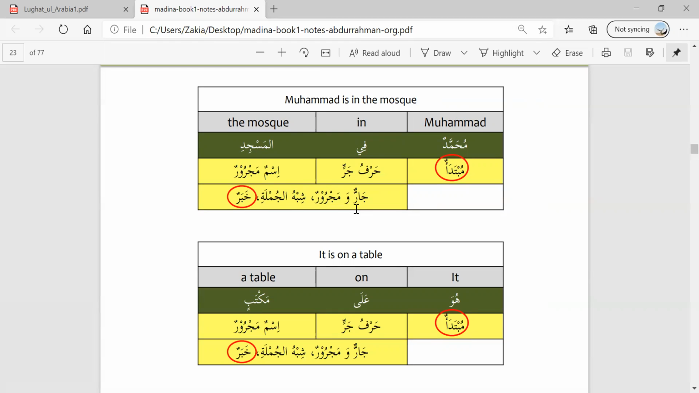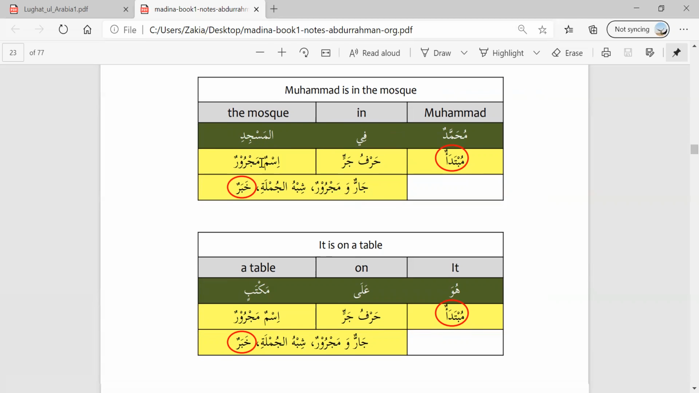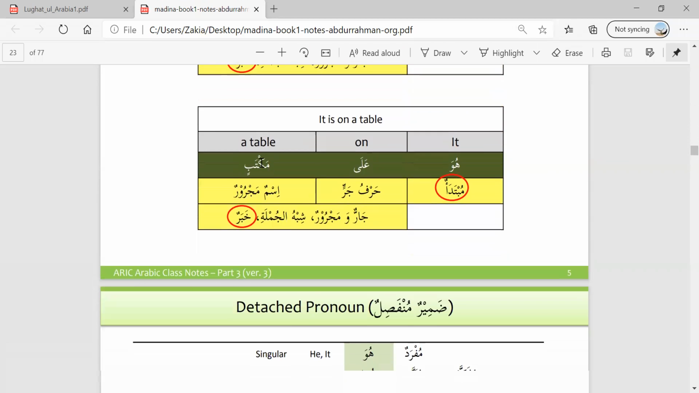It's jar wa majrur because here's jar, then this is majroor. Then these two together make up shibhu jumla. Okay, they are also the information about our subject. So all of that is also khabar. So it's khabar, it's shibhu jumla, and this is jar, and this is majroor. So that's just the terminology, especially for those of you who are going on to do exams. This will come in handy.